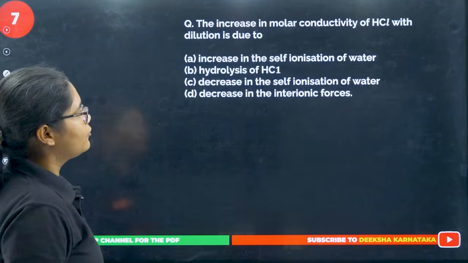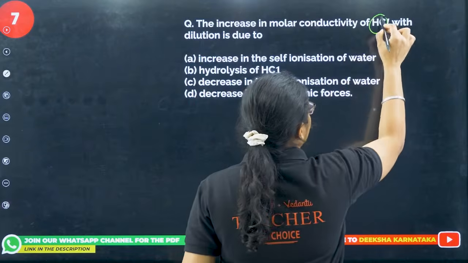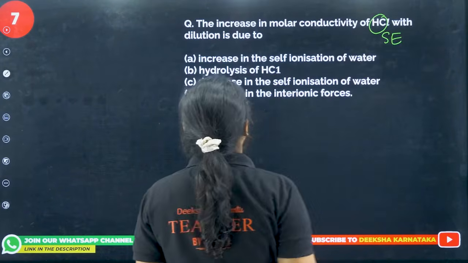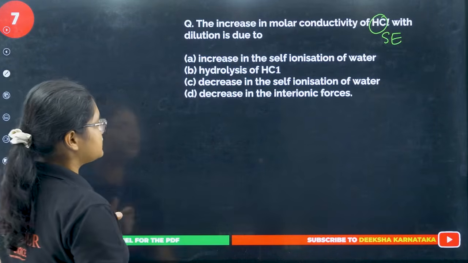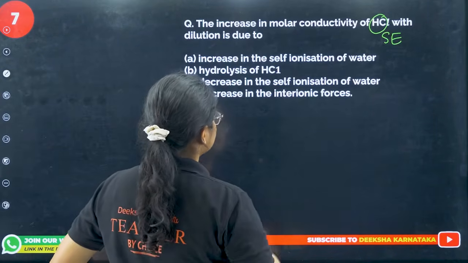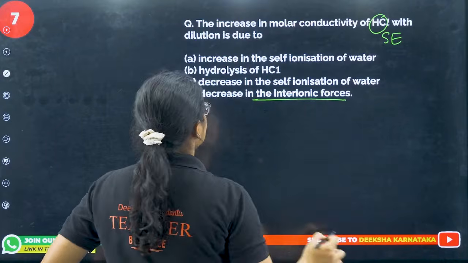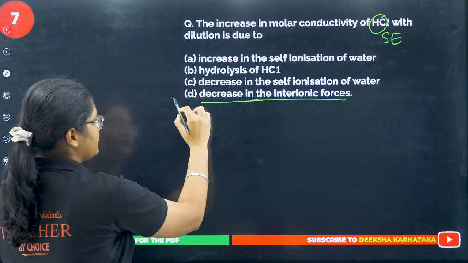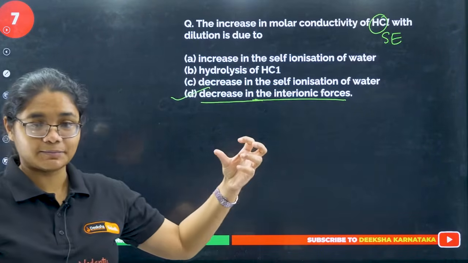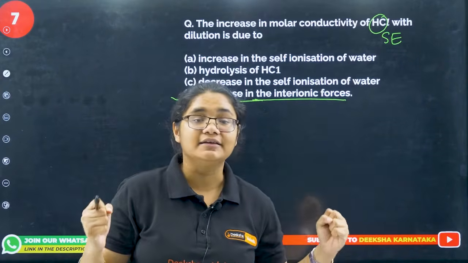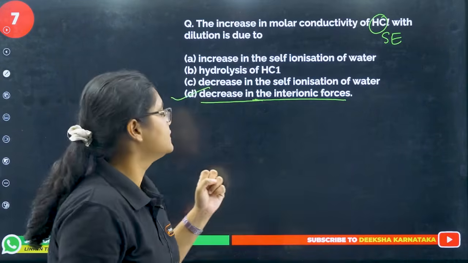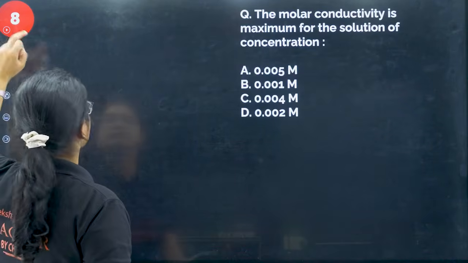Next, the increase in the molar conductivity of HCl. HCl is a strong electrolyte, right, with dilution is due to. So strong electrolyte, what is the reason? The reason is the decrease in the interionic forces. Because they get separated, there is decrease in interionic forces and there is increase in mobility. So that is why option number D here.